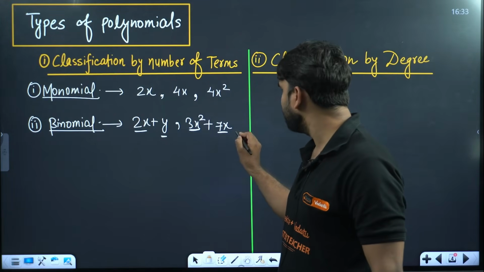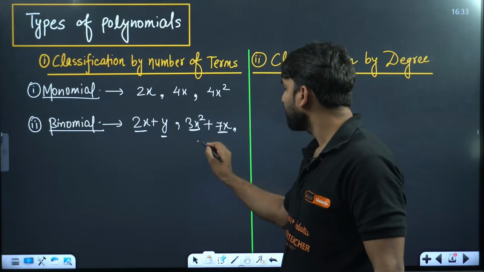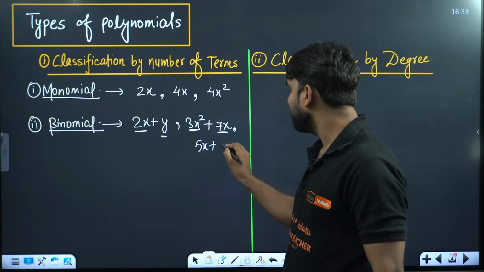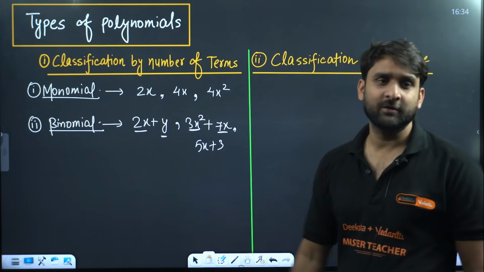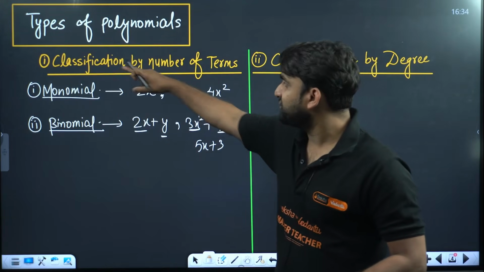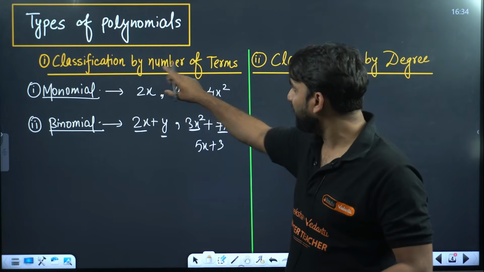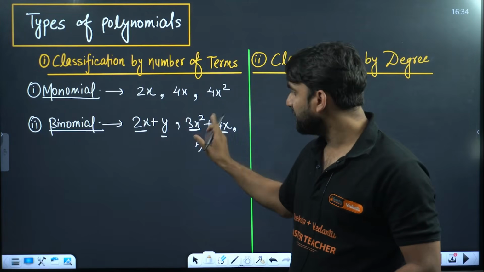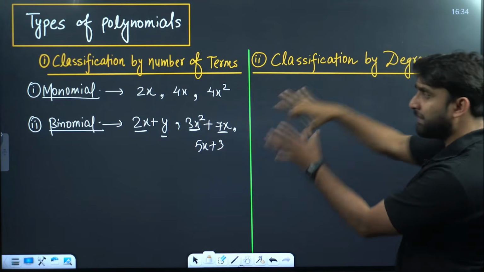We can take one more example: 5x plus 3. This is also an example of binomial. I'm not talking about the highest power here, we are just classifying the polynomial according to number of terms. Don't look at the power; we'll be talking about power later.